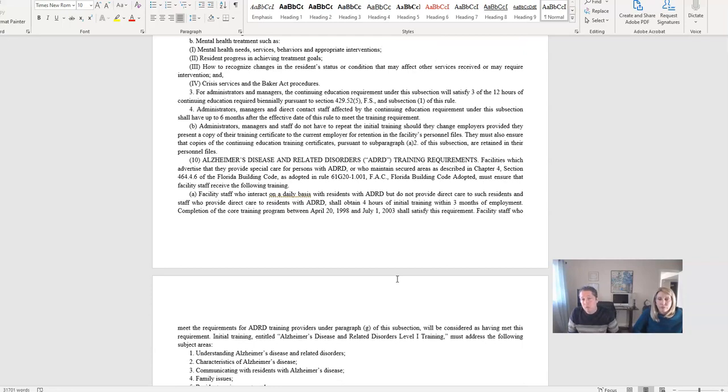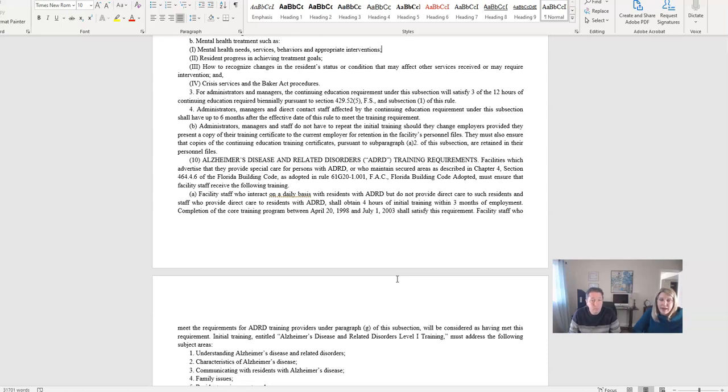Okay, Alzheimer's disease or related disorders, ADRD, training requirements. Facilities which advertise that they provide special care for persons with ADRD or who maintain secured areas as described in Chapter 4 of the Florida Building Code must ensure that facility staff receive the following training. So if, A, your facility advertises itself as memory care or that you provide special care for ADRD residents, or you have some sort of secure section, then this is extremely timely and important. You have to have the following.